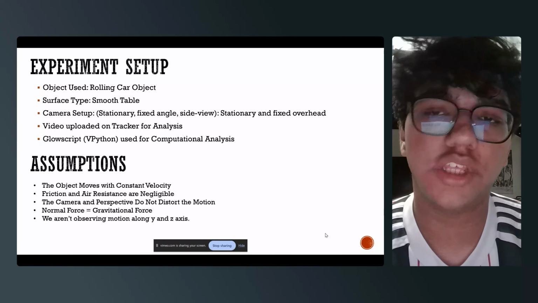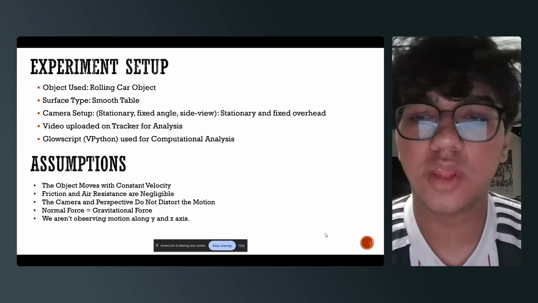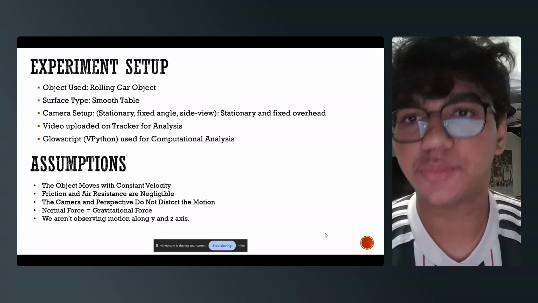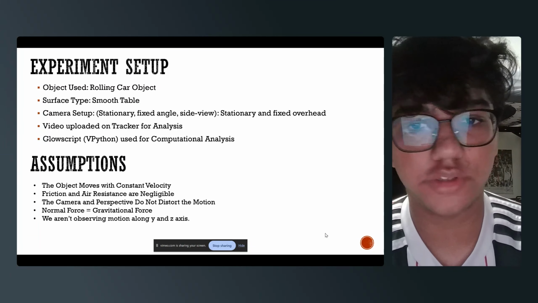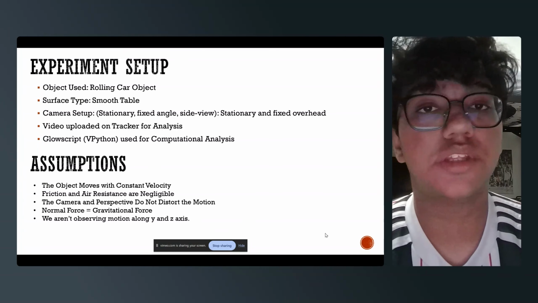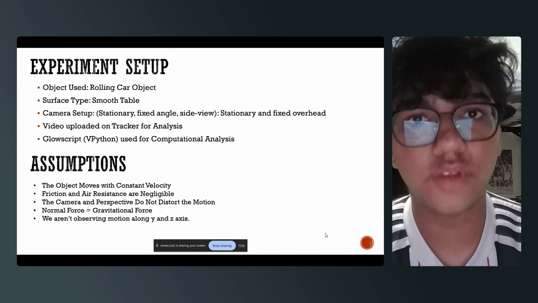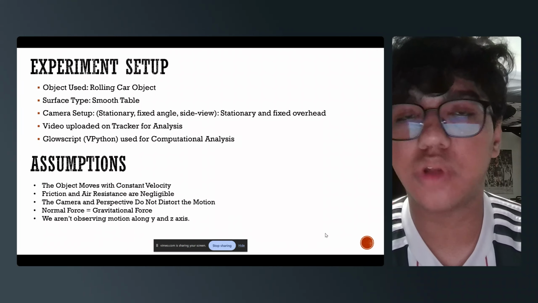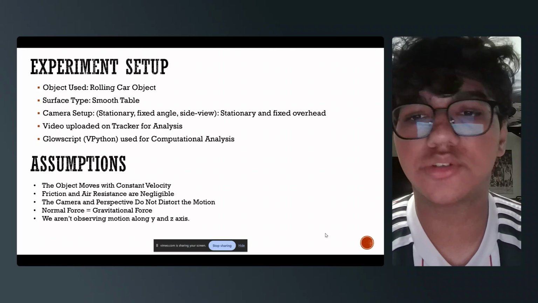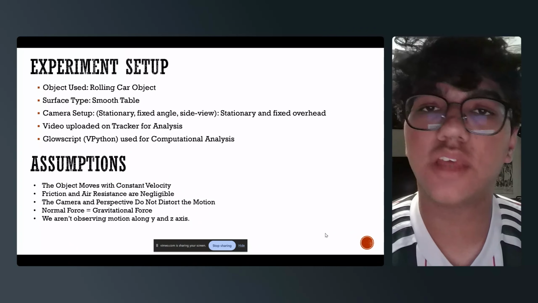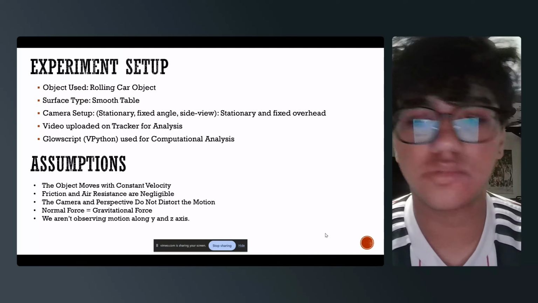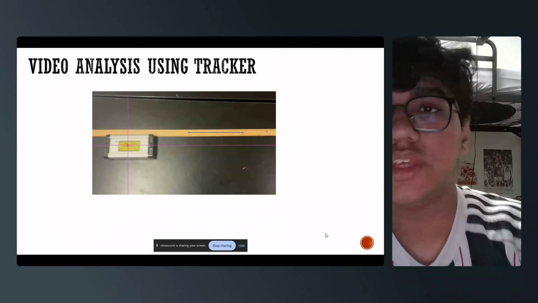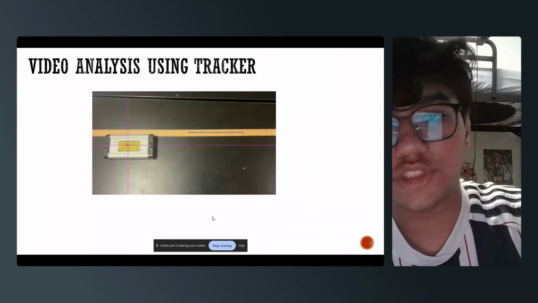Experiment setup. So the object used was a rolling car on a smooth table. The camera was vertically overhead and fixed, and the video was uploaded on Tracker for analysis, and GlowScript was used for computational analysis. Some of the assumptions made were that the object moves at constant velocity, that is, friction and air resistance are negligible. The camera and perspective do not distort the motion, and the normal force equals the gravitational force, and we're only considering motion along the x-axis, that is, we aren't observing any motion along the y and the z-axis. So we uploaded the video on Tracker, and here's the video itself.